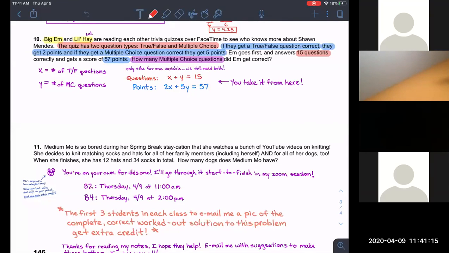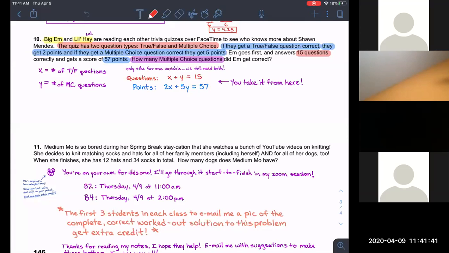Okay, so yeah, for number 10, Big M and Lil Hay are reading each other trivia quizzes over FaceTime to see who knows more about Shawn Mendes. The quiz has 2 question types, true false and multiple choice. If they get a true false question correct, they get 2 points. And if they get a multiple choice question correct, they get 5 points. M goes first and answers 15 questions correctly and gets a score of 57 points. How many multiple choice questions did M get correct?